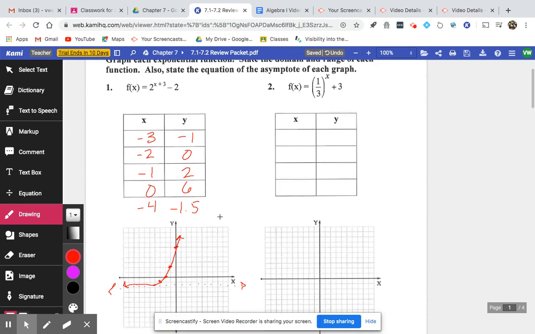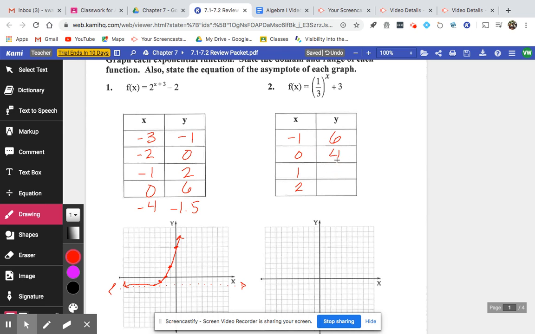Doing the same thing for number 2 here. I'm going to pick some numbers. I'm going to pick, in this case, -1, 0, 1, and 2. Those are going to be relatively easy for us. So I plug in -1, I should get 6. So 1/3 to the negative first is 3. 3 plus 3 is 6, yep.